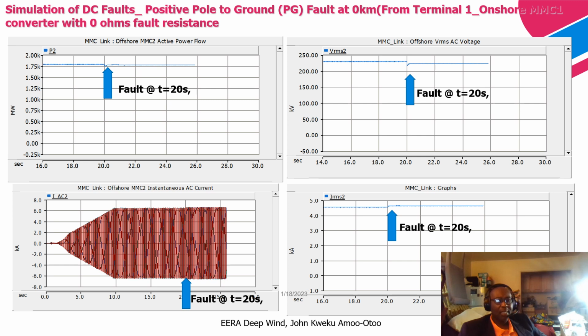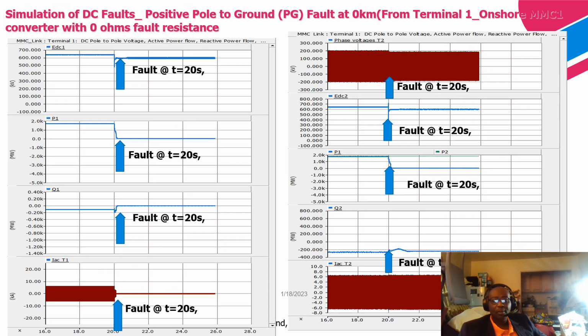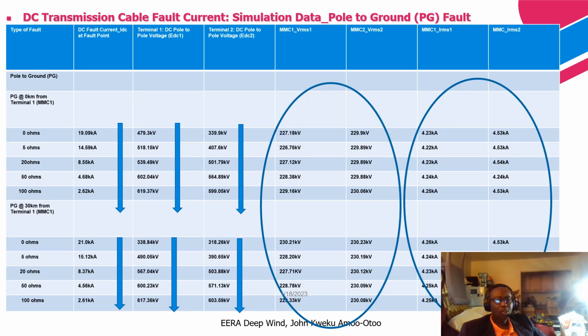Similarly, for this slide, these are all the simulation plots and charts that I had for all the various simulations that I performed. The same thing applies here for various faults, and this tells me the DC link voltages that I obtained. This slide gives me a table that tabulates all the data, all the parameters that I obtained for performing simulation for a pole to ground fault.